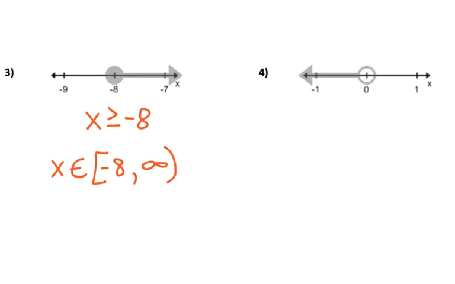Number 4, X is, arrow's pointing to the left, so less than, and it's an open circle, so just less than, and it's 0, so X is less than 0. Interval notation, X is an element from, now notice the arrow is pointing to the left, so we're going to start with negative infinity, and it goes up to 0 with a parenthesis since we're not including 0.